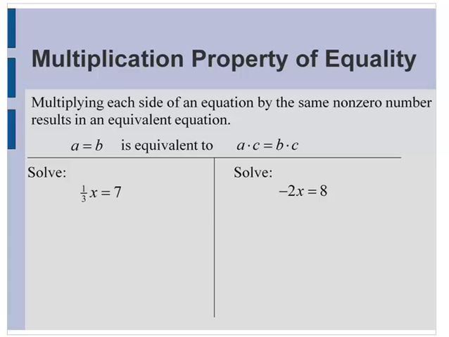The multiplication property of equality tells us that we are allowed to multiply both sides of an equation by the same non-zero number, and that results in an equivalent equation. So for example, if I had 1/3 x equals 7, I'm allowed to multiply both sides by 3. Now why 3? Well, what's 3 times 1/3? 3 times 1/3 is 1. So I now have 1 times x is equal to 21, and 1 times x is x, so x equals 21.